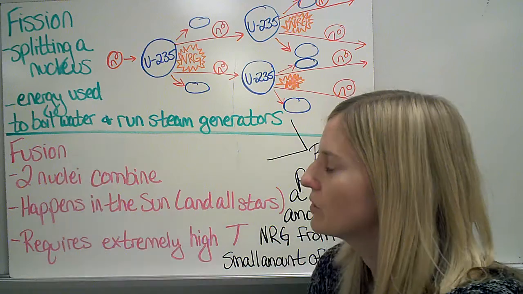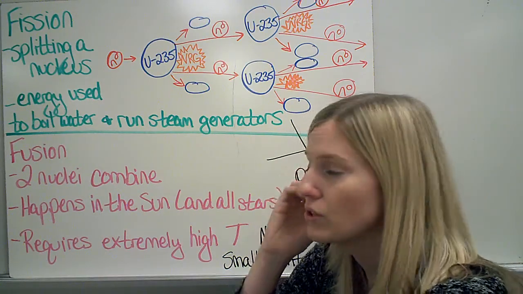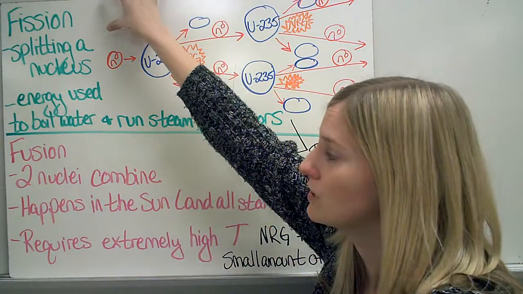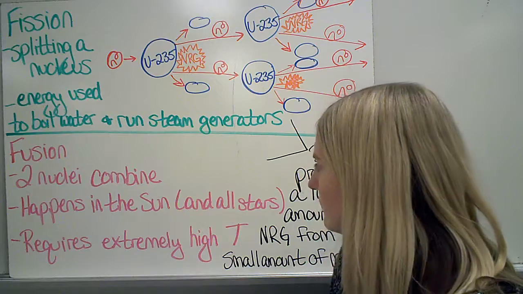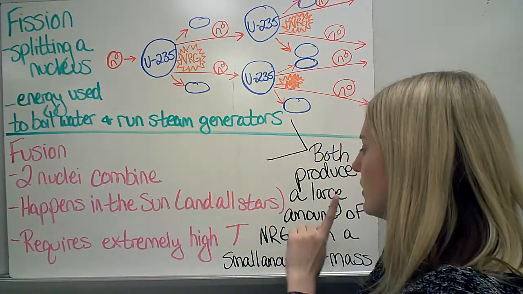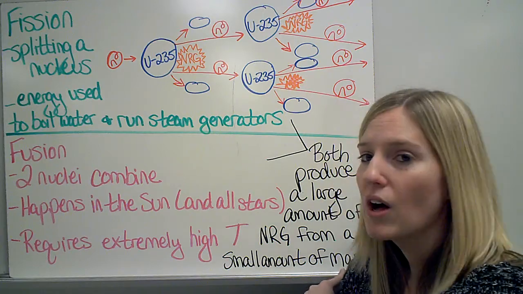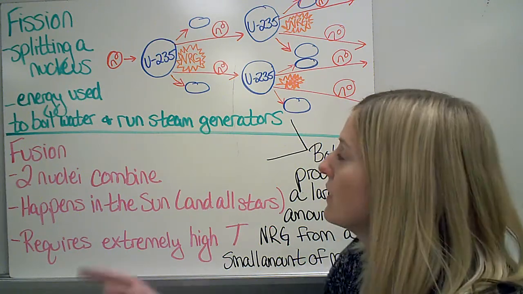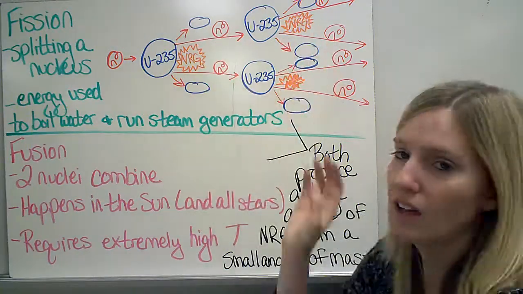So we currently are unable to use fusion to produce electricity like we are with fission because of the limitations that we have here. So both fission and fusion are going to end up producing a lot of energy from only a small amount of mass. So again, from just this one nucleus, I'm producing lots and lots of energy.